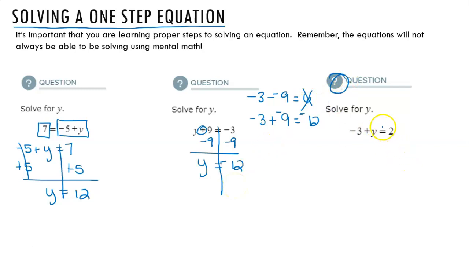You should have started by drawing your line down from each side. That -3 needs to be the opposite, so we're going to add 3 to each side. A -3 and a +3 make 0, and so y equals 5 here.